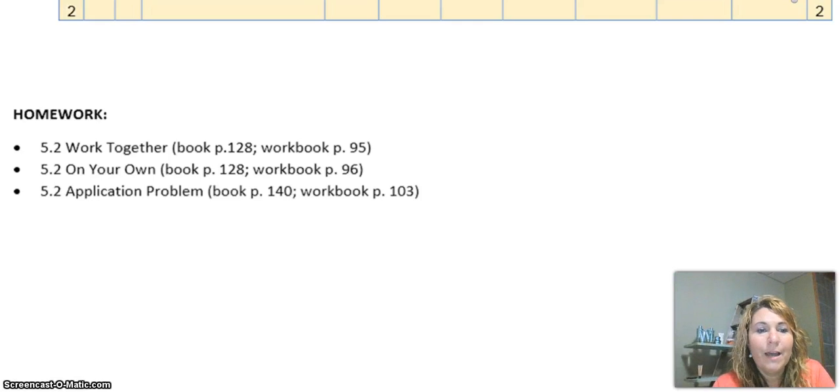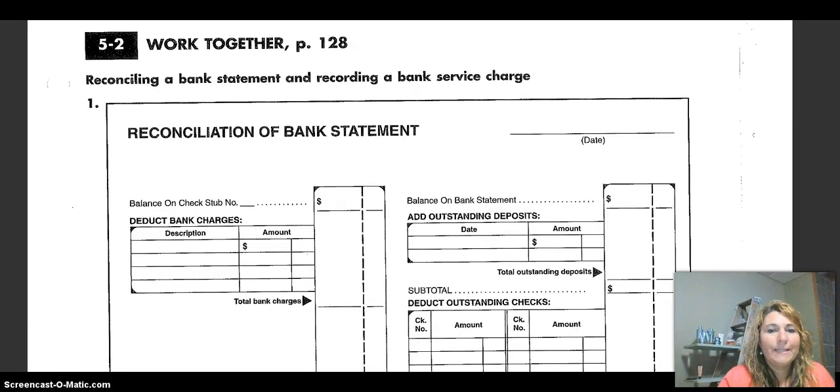So let's go ahead and get our workbook out and do the work together. Okay, here is our work together for 5.2. It looks like the instructions say on July 29th of the current year, Deep Clean received a bank statement dated July 28th. The following information is obtained from the bank statement and from the records of the business. So in your book, it is actually going to tell you the bank statement balance, the bank service charge, an outstanding deposit, and then we have 2 outstanding checks. It's also going to tell us what our check balance is on our next unused check stub. So we can go ahead and we will fill this out together.